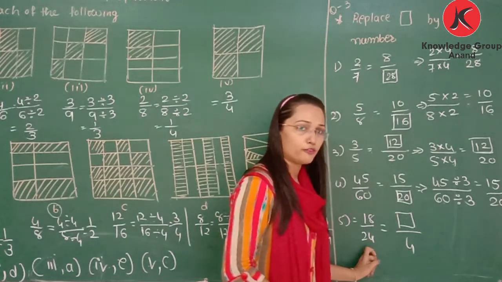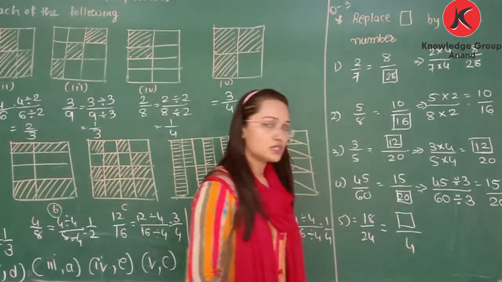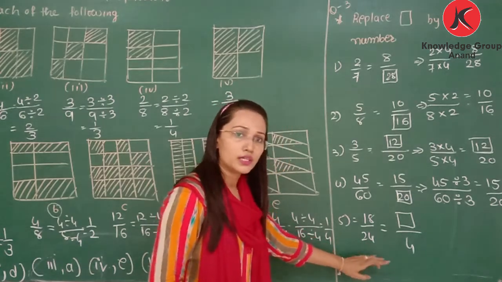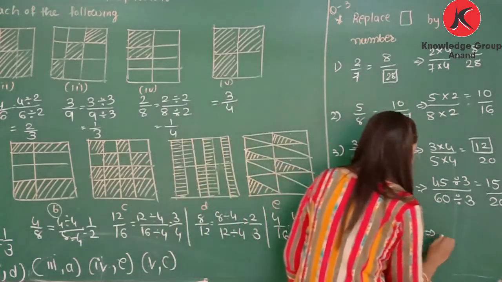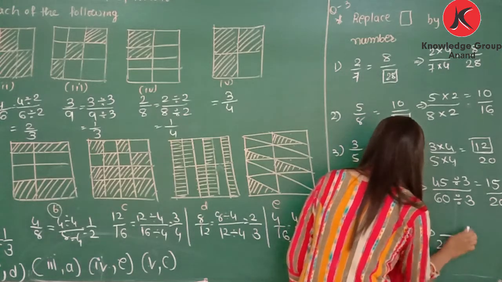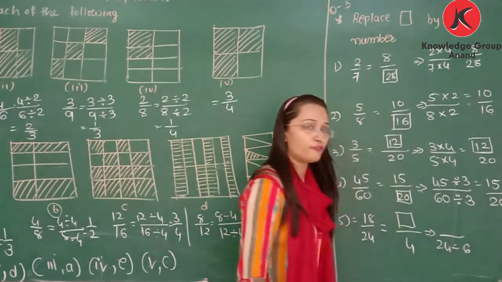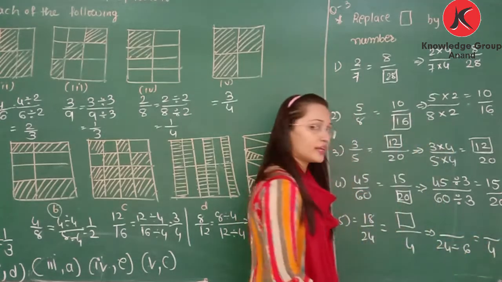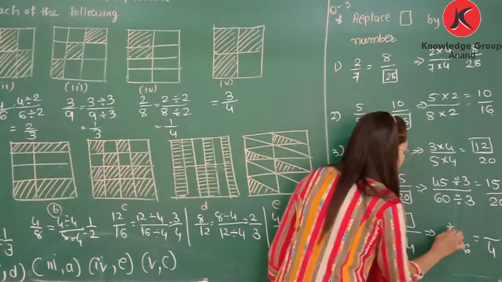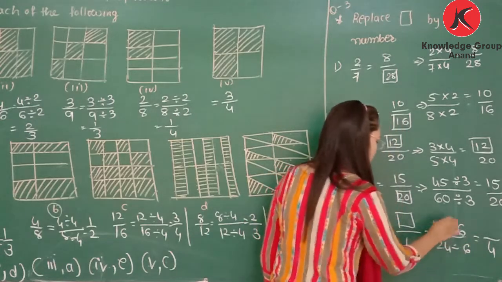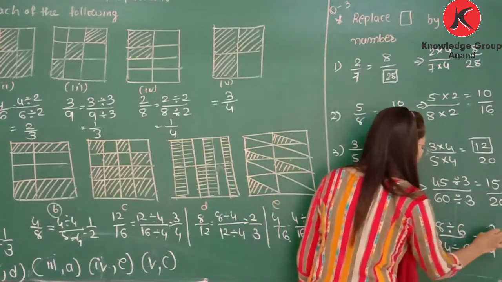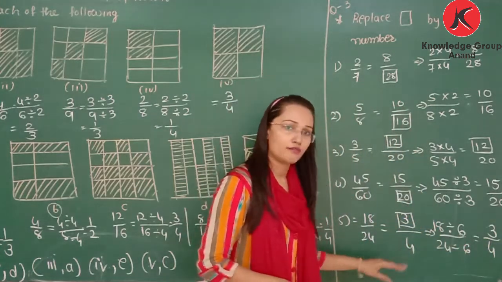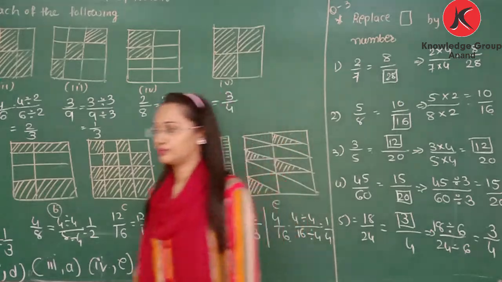Now the next one, 24 becomes 4. So we should divide 24 by some number. Which number should we divide 24 by to get 4? It is 6. If we divide 24 by 6, we get 4. So whatever number we divide in the denominator, the same number we should divide in the numerator. So 18 divided by 6, we get 3. So here the answer is 3. So these are the equivalent fractions and we can fill in the blanks.